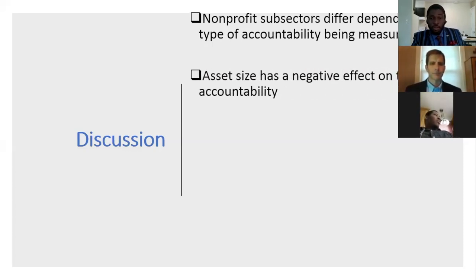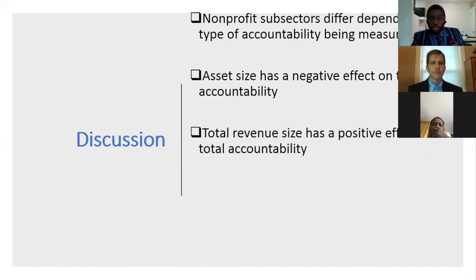And we also came to the conclusion that asset size has a negative effect on total accountability. And this contradicts previous research. This is probably due to the fact that in my sample, I didn't look into organization asset size. They were randomly selected, as I said. So maybe if I had considered organizations based on asset size, I might have come up with a different result. In the sample I have, we have some organizations that have millions of assets, and some organizations report zero assets. So this might have played a role in giving us this result that contradicts previous research.